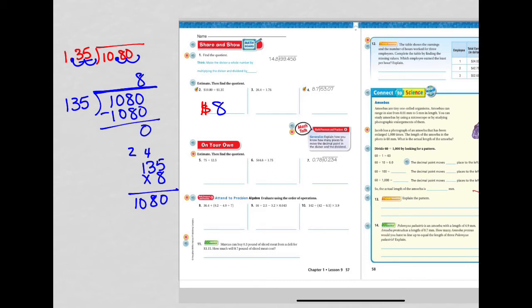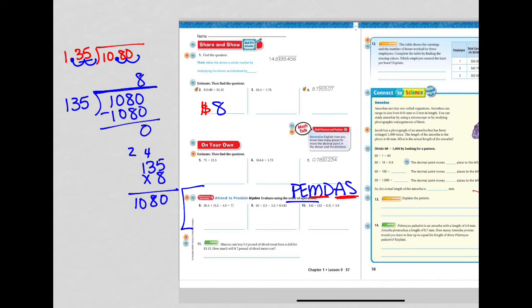Let's go ahead and try one of the ones down here where we have a couple of different operations that we need to do. So we're going to use the order of operations. I'm going to rewrite that here for you. We want to do parentheses, exponents, multiplication and division go together left to right, and addition and subtraction go together left to right.